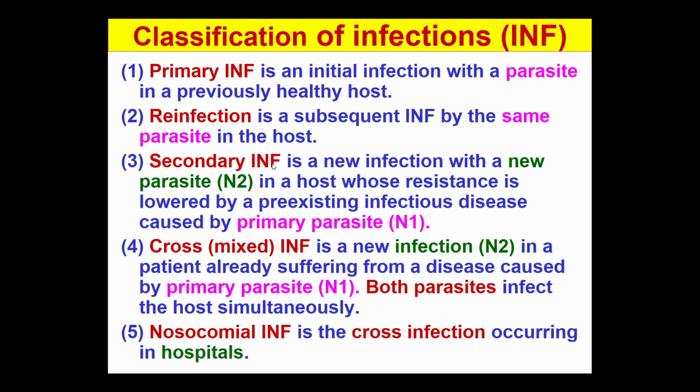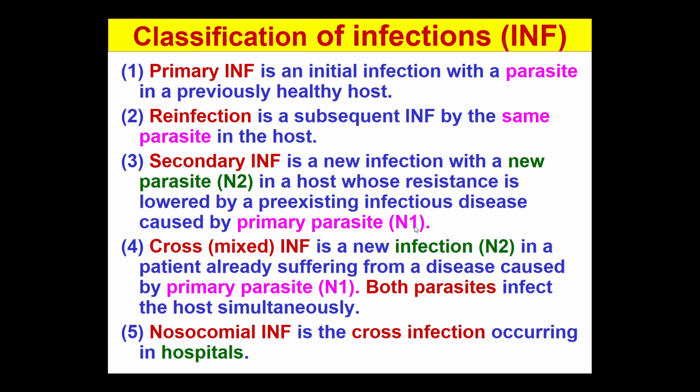Third, secondary infection. But in this case, we say about more than one pathogen. Secondary infection is a new infection with a new parasite. It means parasite number 2. In a host whose resistance is lowered by the pre-existing infectious disease caused by primary pathogen. It means pathogen number 1.